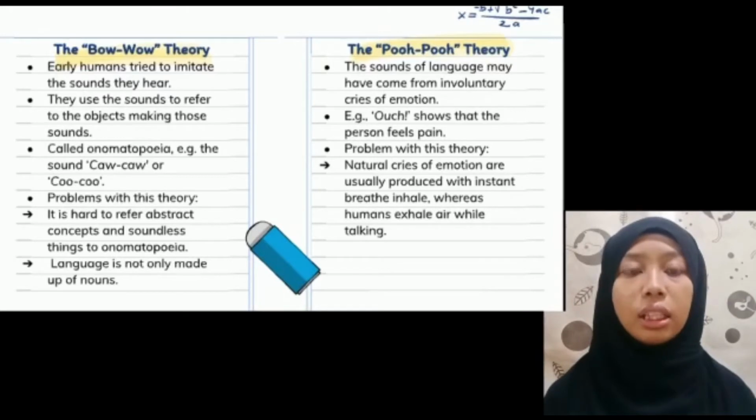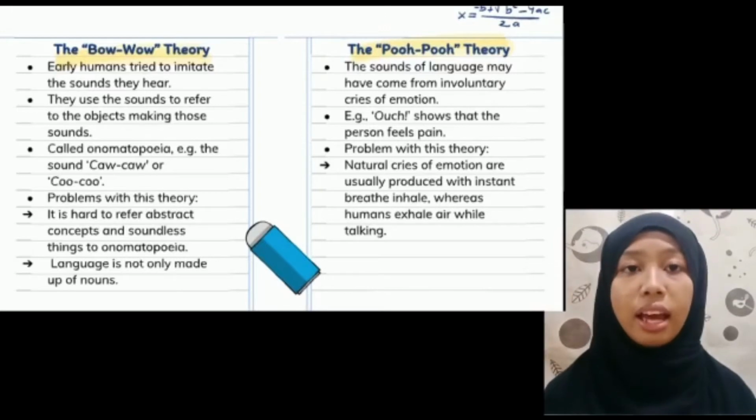The second theory is the pooh-pooh theory. This theory proposes that the sounds of language may have come from involuntary cries of emotion. For example, the sound ouch indicates that the person feels pain. However, normal cries of emotion are usually produced with an instant inhale of breath, whereas humans exhale air while talking.